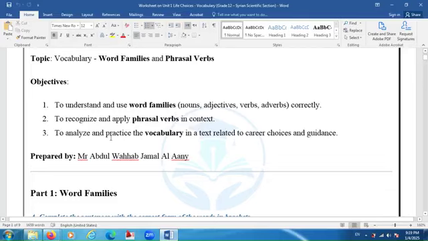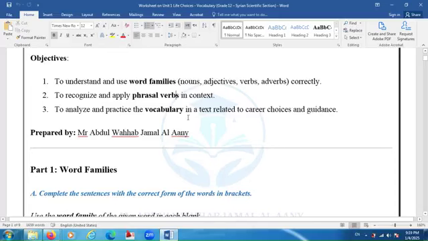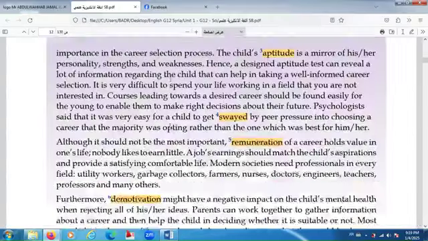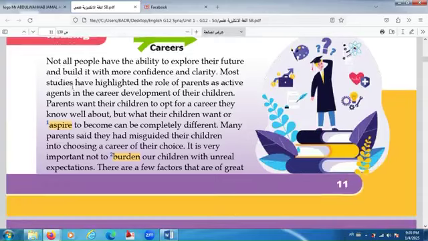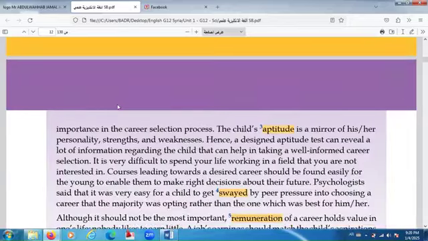And we are going to analyze and practice a worksheet on the vocabulary related to the text. Which text? The text of future careers, the text of Unit 1. We read the text, we analyzed it, we said that it has 4 paragraphs. The first paragraph is talking about the relationship between the parents and the children, and how they should monitor or choose the career path for their children.